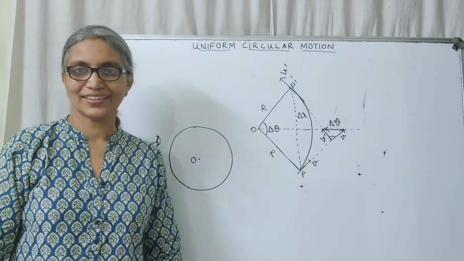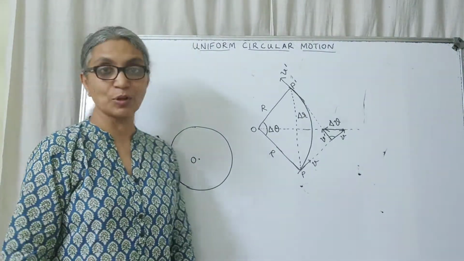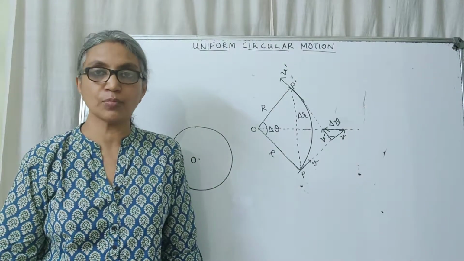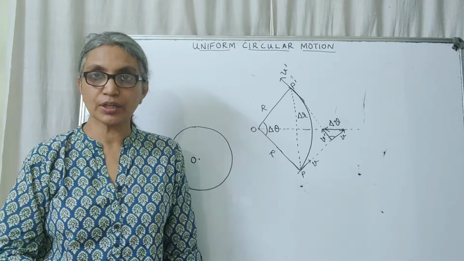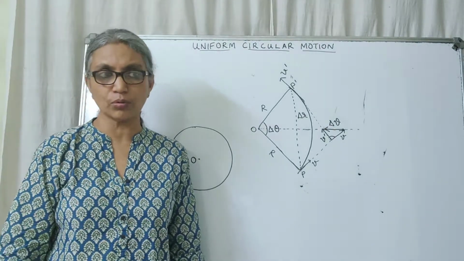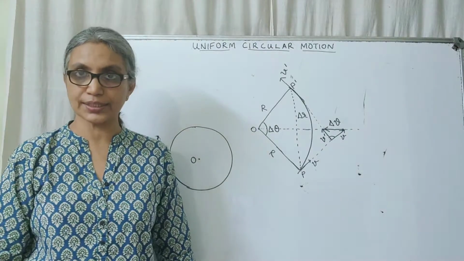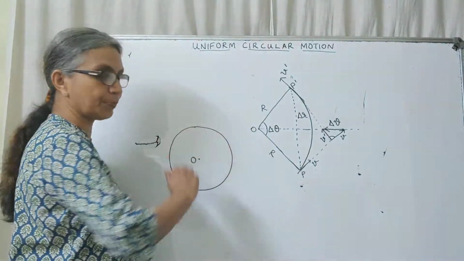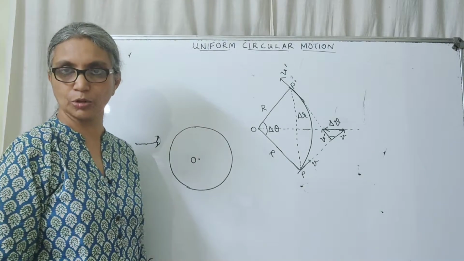Good evening. Today's topic is uniform circular motion, which is the fourth part of our chapter Motion in a Plane. Before we go into this topic, let us refresh ourselves of what we already know about circular motion from class 9. Now, here I have drawn the path of a particle executing circular motion.